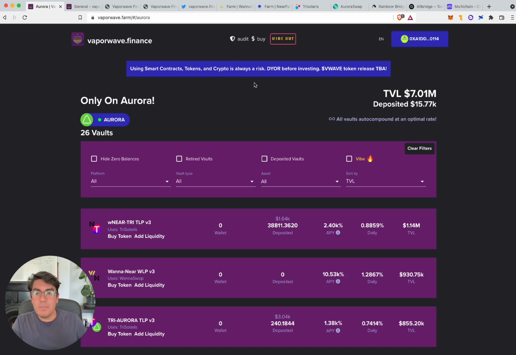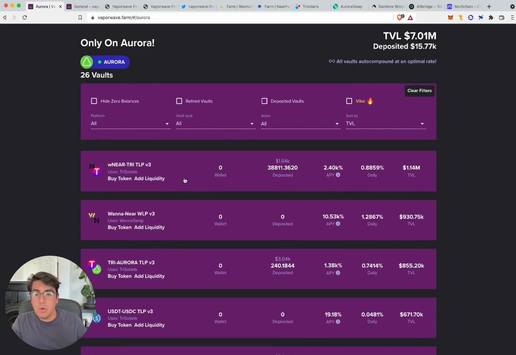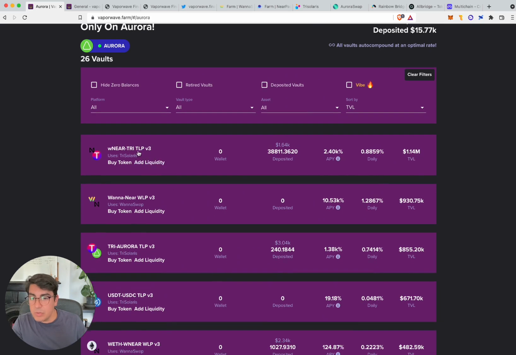We are on the Vaporwave dashboard, and you can see it is extremely simple. It is comprised of a list of all the vaults that are eligible for compounding. These vaults have the pair that you would have to deposit and the exchange where it is coming from.